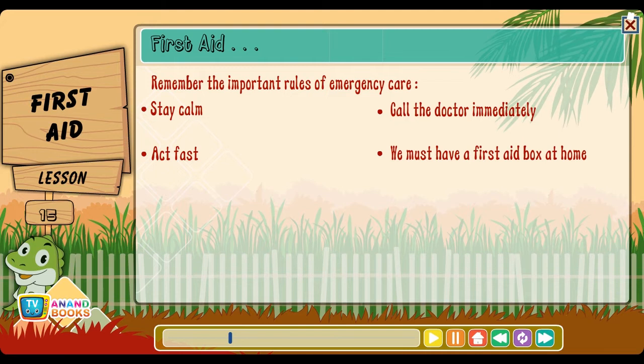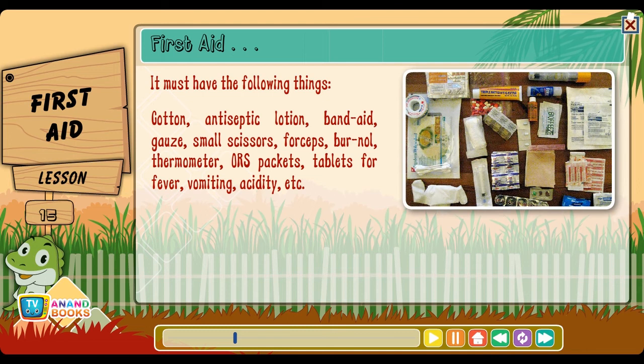We must have a first aid box at home. It must have the following things: cotton, antiseptic lotion, band-aid, gauze, small scissors, forceps, Burnol, thermometer, ORS packets, tablets for fever, vomiting, acidity, etc.